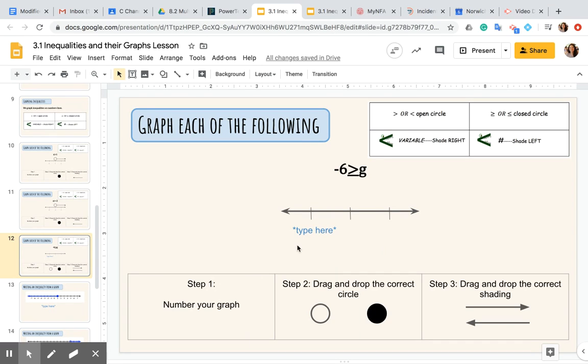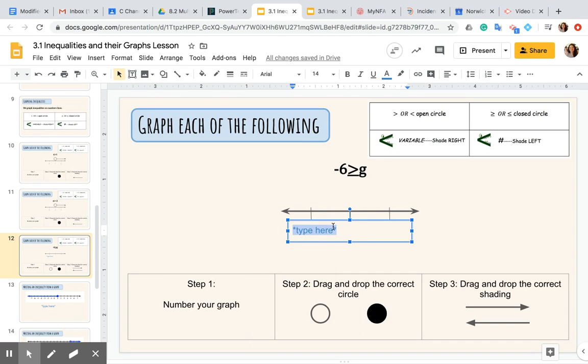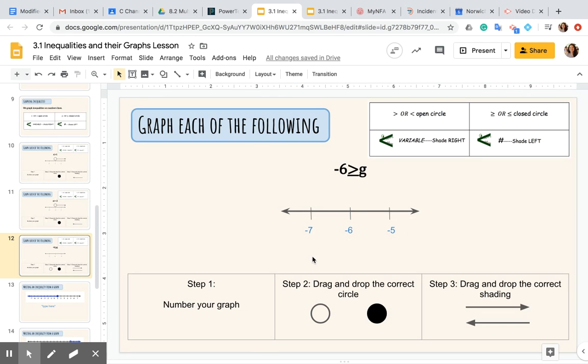Step 1, number your graph. Well, if I want -6 to be in the middle, I need to pick a smaller number to the left. And again, negatives work backwards. So -7 is actually smaller than -6. -6 I'll put in the middle, and -5 is actually bigger.